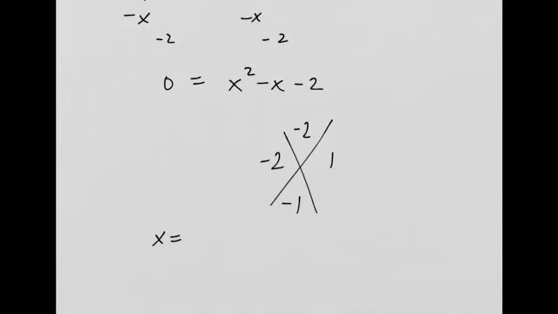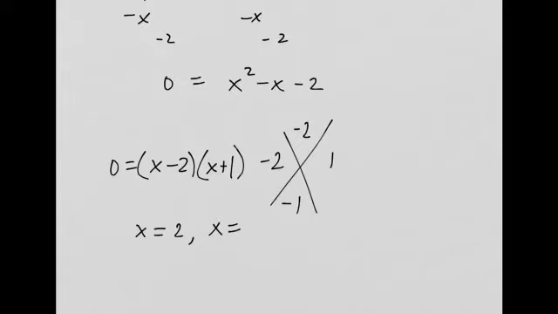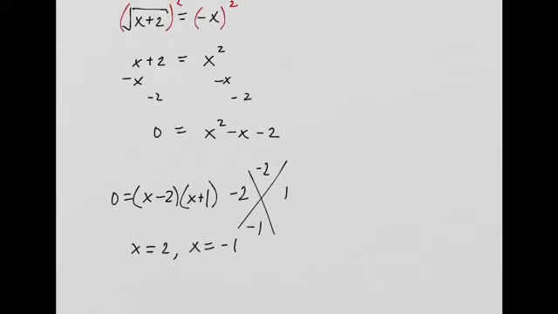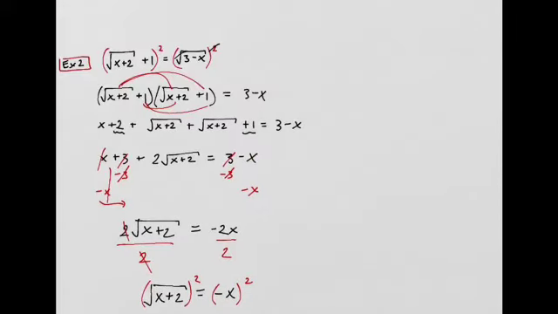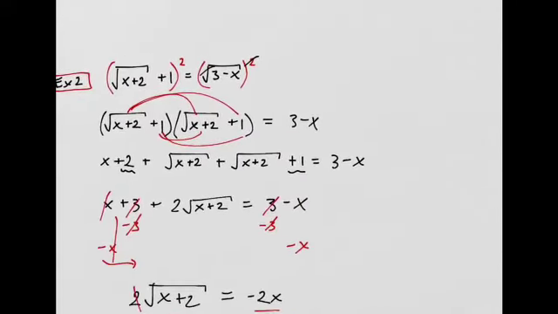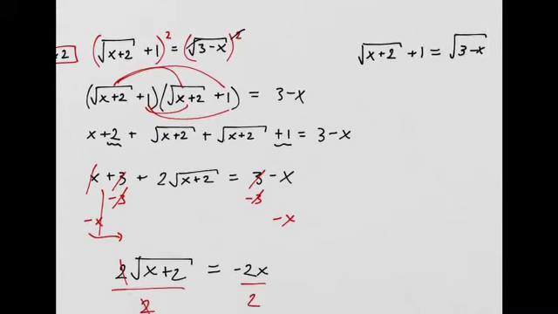X equals, well, x equals 2. I'll write it out. I can use the shortcut, but I can have 0 equals x minus 2 times x plus 1. And then I get x equals 2 and x equals negative 1. And then I'll check these. I have to check them. And I'm going to check them in my original. So I will rewrite. So I'll check it in that.